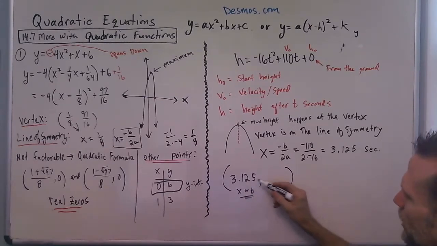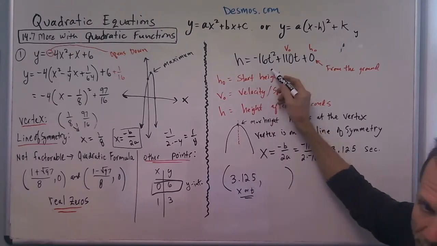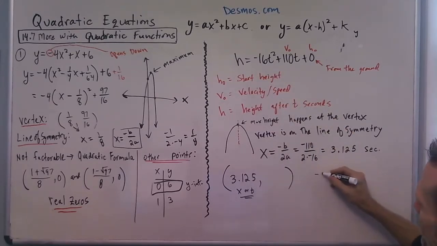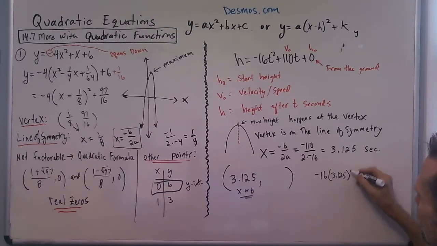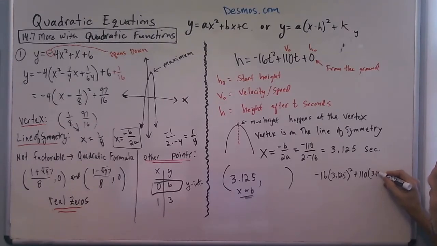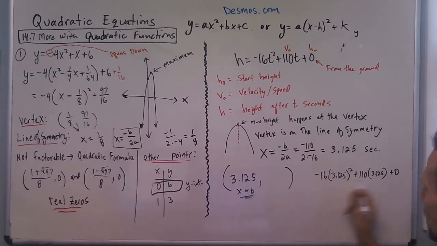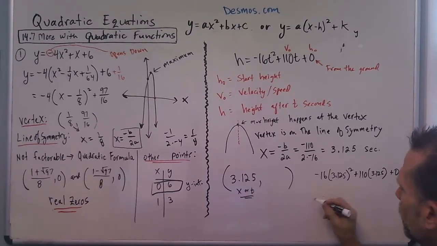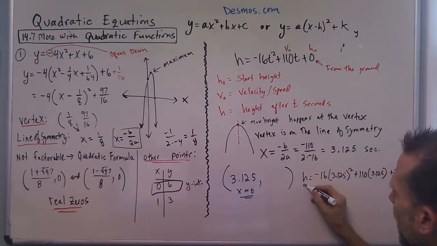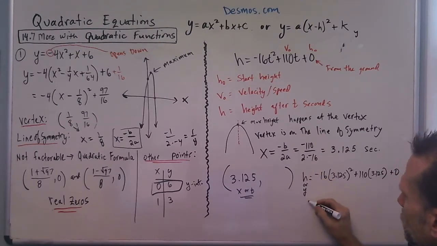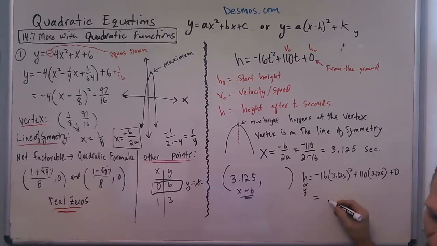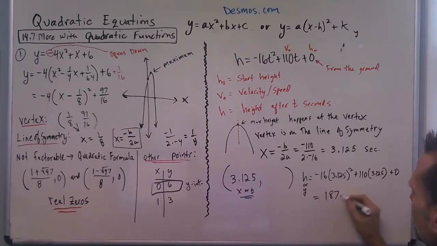And then I'm going to put that value into my original equation. So I'll have negative 16 times 3.125 squared plus 110 times 3.125 plus 0. And then when I do all this calculation, what I find out is that h or y is equal to 187.5.